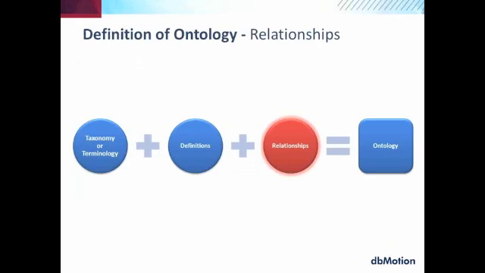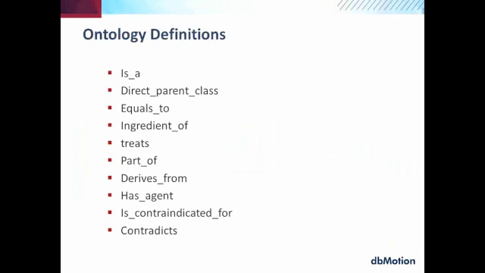The next part is the relationships, and this tends to be the deal breaker in a lot of these ontologies, and where they fall short or where they kind of go above and beyond. So, some of the ontology definitions.